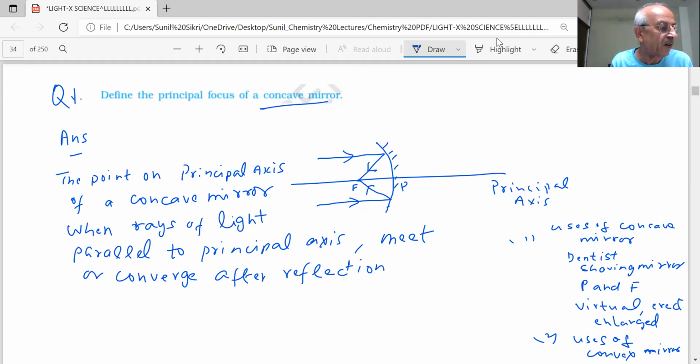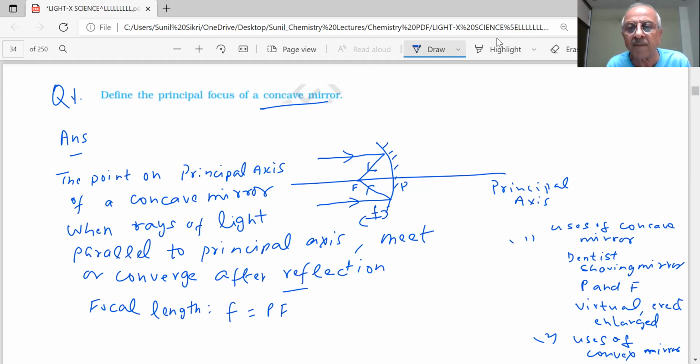Okay? This is called the principal focus. Is it clear? And this distance is called focal length, F. What is F? We have also defined what a focal length is, student. F is equal to this distance, PF. P is the pole, F is the focus. This distance is called the focal length of a concave mirror. Is it correct? Tell me yes or no fast.